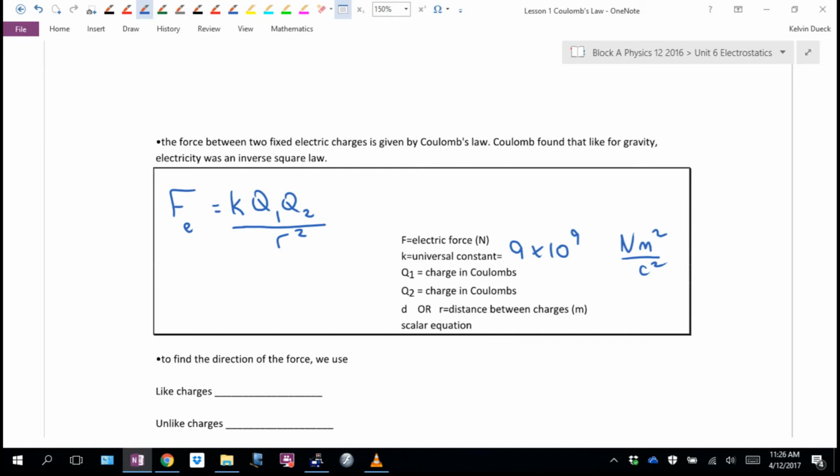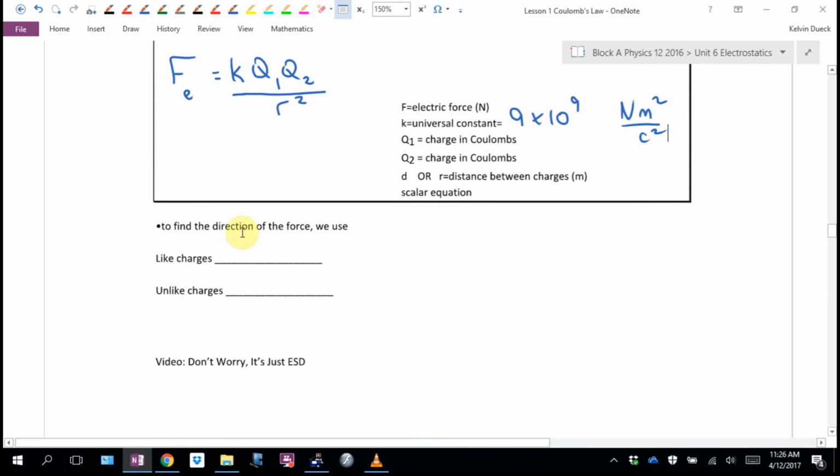Like, hello? Like, unlike. So we're going to try this again. It's a scalar equation. We will figure out the direction ourselves. Do you know how we're going to figure out the direction ourselves? We're going to use like, unlike. I need you with me here. Unlike, attract. To find the direction of the force, we use, Drake, help us fill this in. Like charges, unlike charges. Put your pencils down, look up.